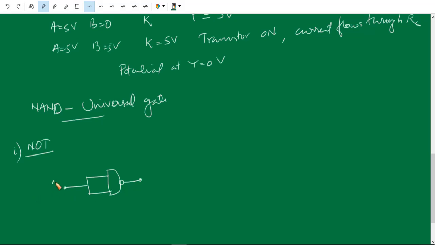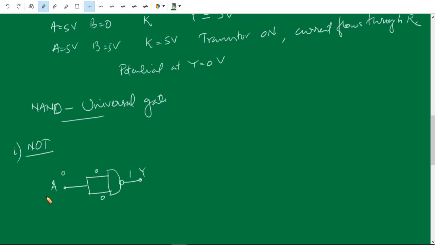So here only one input is there because we have joined this together. So A and output Y. When we give a 0 voltage here, both inputs of this NAND gate are 0. Therefore, we get 1 here. Okay, when we give 0, both inputs of this NAND gate will get 0. Therefore, the output of a NAND gate will be 1.